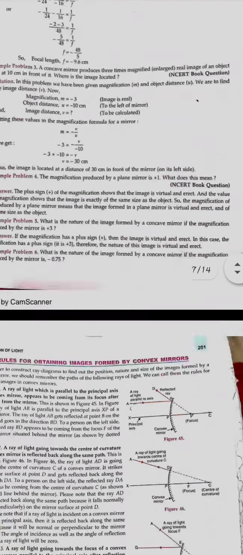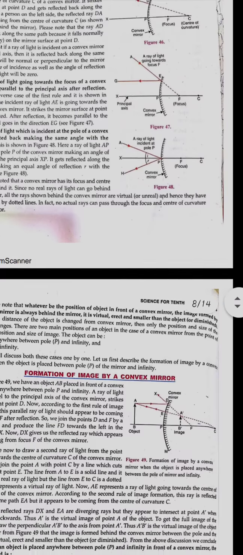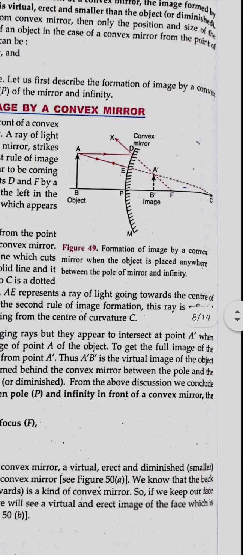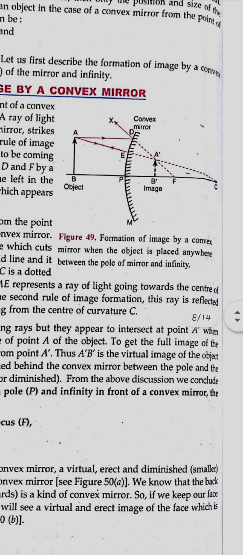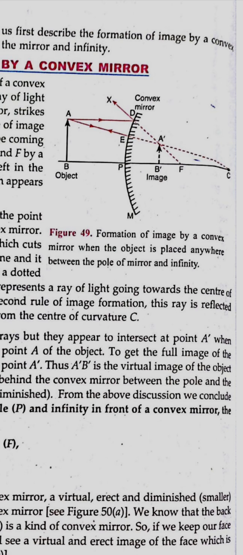This image you can see is for the topic, the formation of image by a convex mirror. Whenever the object is placed between the pole and infinity, the image is formed behind the pole. So wherever the object is kept, we get the image behind the mirror.